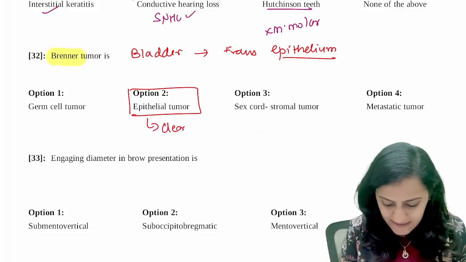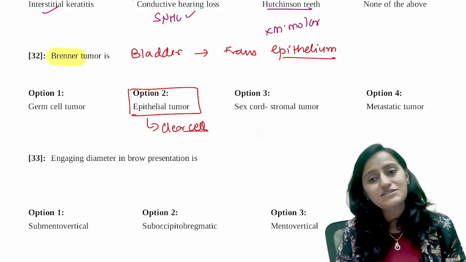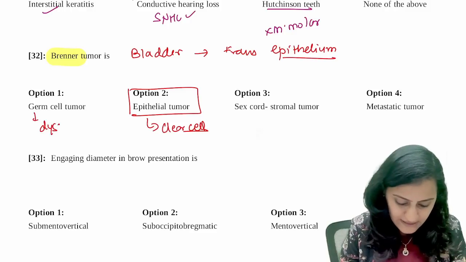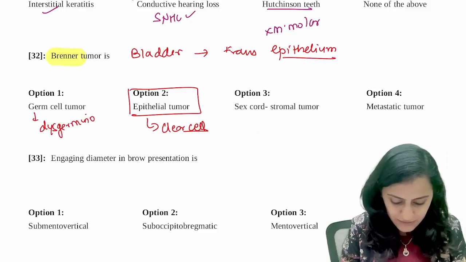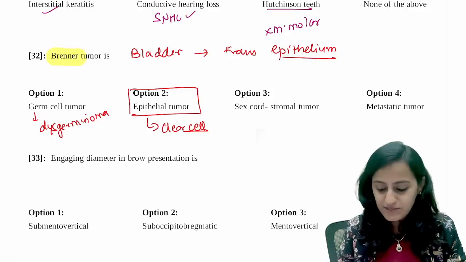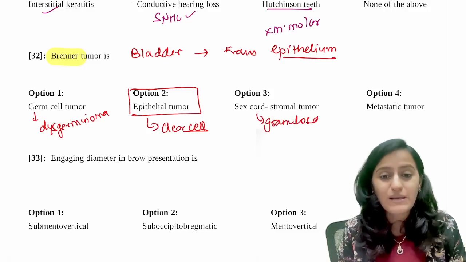Even clear cell has been asked in previous INICET. It's an epithelial tumor. Dysgerminoma, remember dysgerminoma, germ. So it's a germ cell tumor. Dysgerminoma is a germ cell tumor. Granulosa cell tumor: granulosa cells are the supporting cells in the ovary, so it is a sex-cord stromal tumor. So granulosa, fibroma, thecoma will come here.